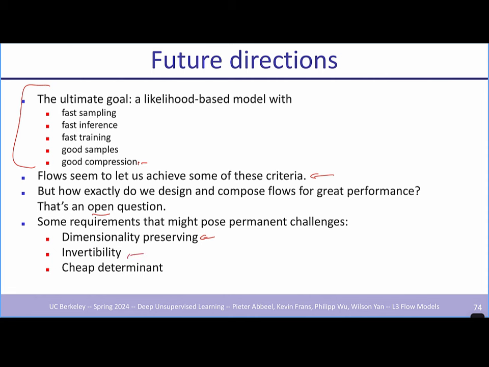Invertibility, it's nice. You can get samples out in a deterministic way. Once you sample the z, you know what you're getting. But everything we talked about, the invertibility and the cheap determinant requirement, essentially told us this is all you get to do. You don't get to do anything but this and this type of layer. So clearly, it's putting a lot of constraints on what we're putting in.